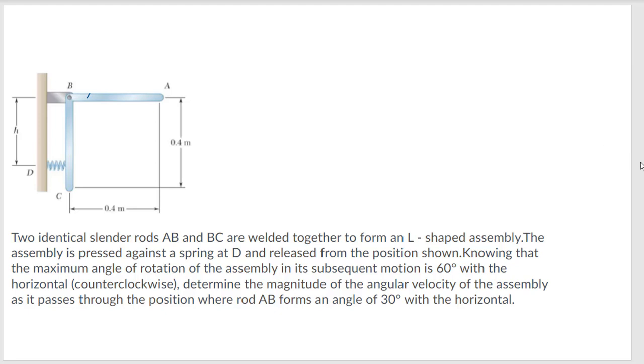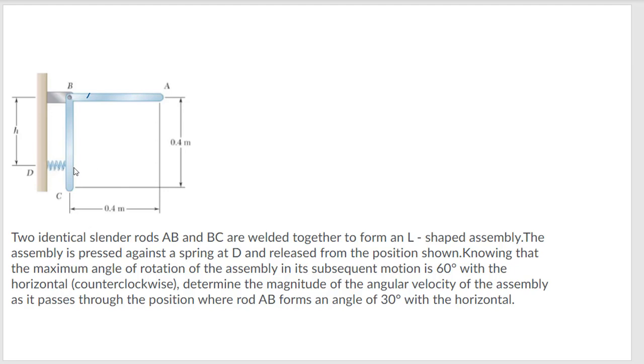Okay, so I'm not going to plug in numbers, but let's talk through what these problems are asking for and how they can be solved. This one, what we have is a couple of rods, A, B, and B, C. They're welded together. It's pushed up against a spring, and this is a little bit confusing, but what they're saying is that it's going to undergo a counterclockwise rotation.